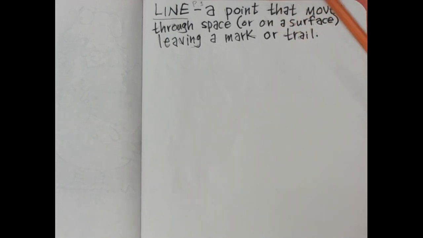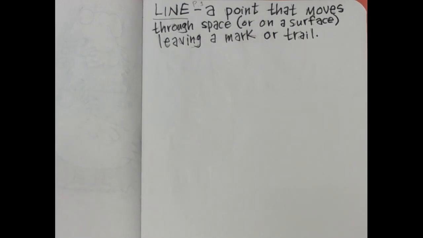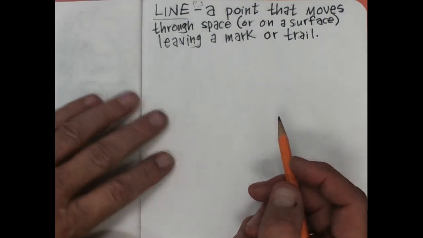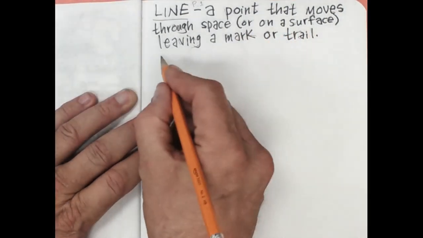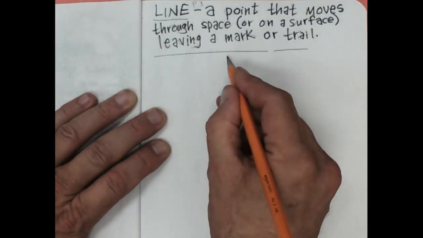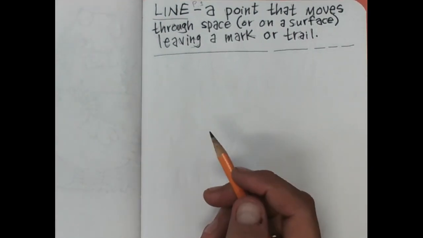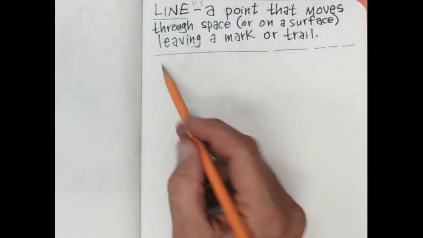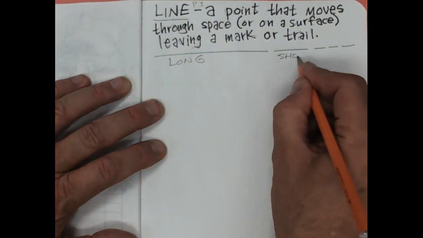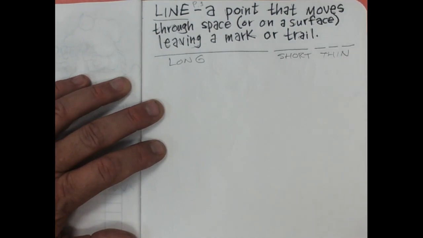So, as we've already defined, a line is a point that moves through space or on a surface, leaving a mark or a trail. How that looks practically, since we're writing on paper, it would be on a surface. Different types of line are straight lines, long lines, short lines, dashes, and those are different types of line. The attributes or qualities of these lines are long, short, thin, and straight.